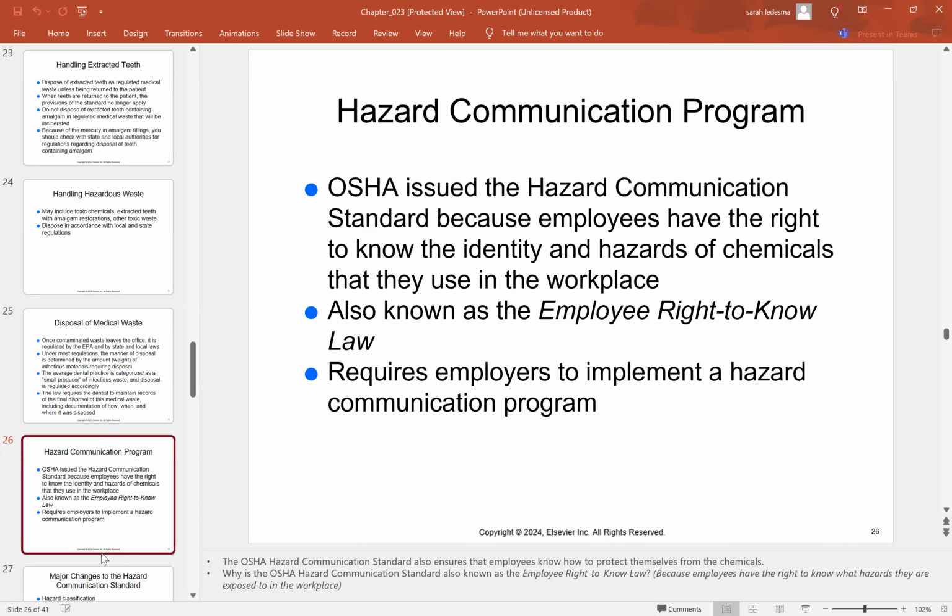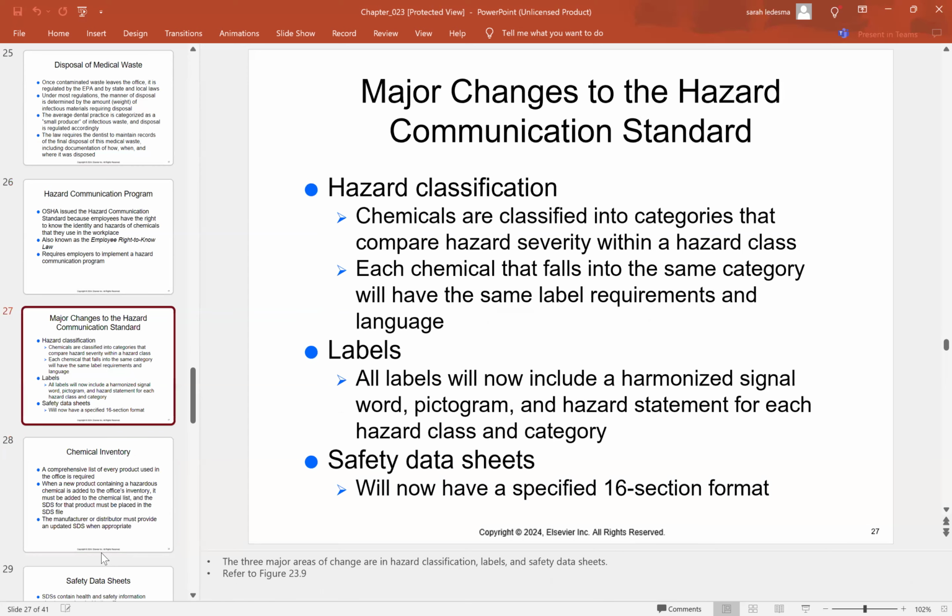Hazard Communication Program. OSHA issued the Hazard Communication Standard because employees have the right to know the identity and hazard of chemicals they use in the workplace. Hazard classification. Chemicals are classified into categories that compare hazard severity within the hazard class. Each chemical that falls into the same category will have the same label requirements and language. All labels will now include a harmonized signal word, pictogram, and hazard statement for each hazard class and category.